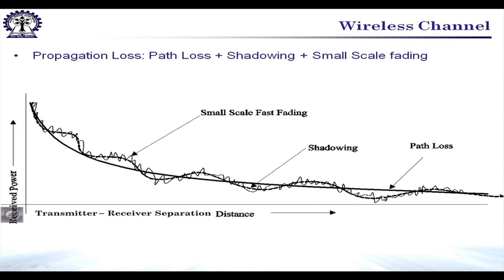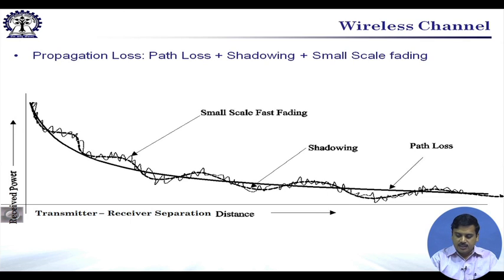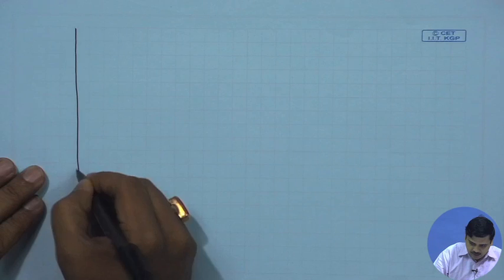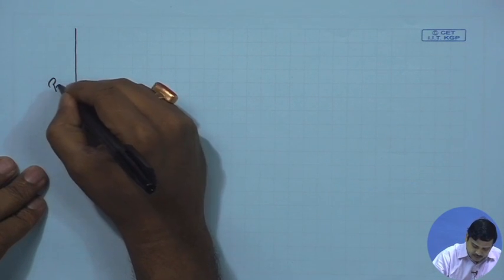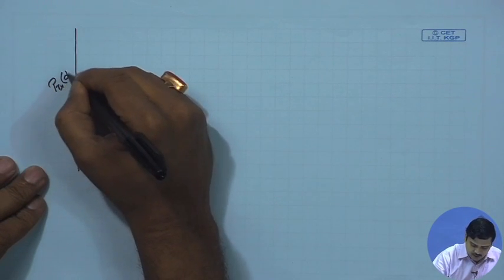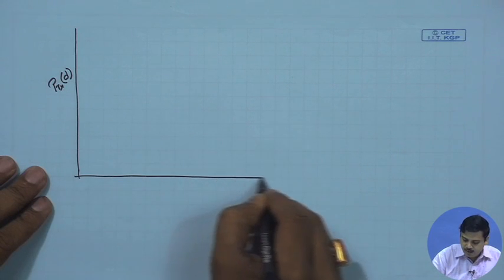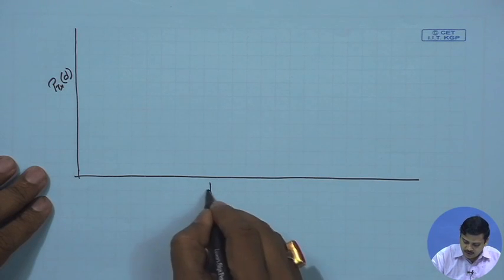Moving ahead, this particular picture typically represents the fluctuation of signal strength versus distance. Now, if we draw it, things might be a little bit easier. So, if we plot the received signal strength, P receive, as a function of distance, let us say this is in dBm, and this is the separation distance.